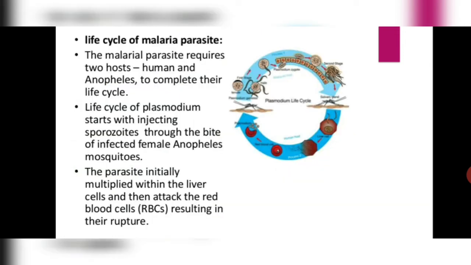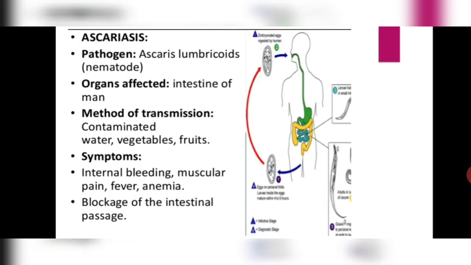The malarial parasite always requires 2 hosts, human beings and the Anopheles mosquito, to complete its life cycle. The sexual reproduction occurs in the mosquito gut, and the asexual part of the life cycle occurs in the human, in the liver and RBCs. The parasite initially multiplies within the liver and then attacks the RBCs, resulting in their rupture.